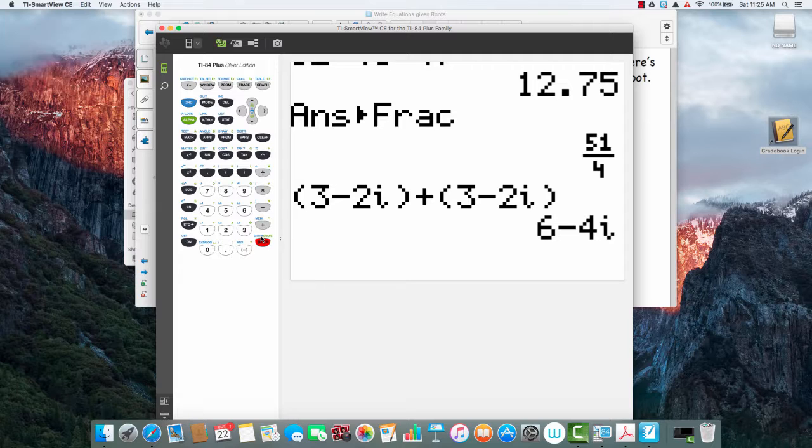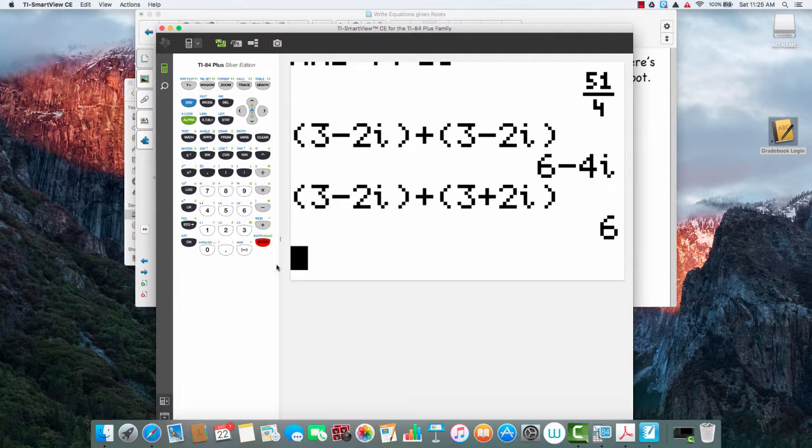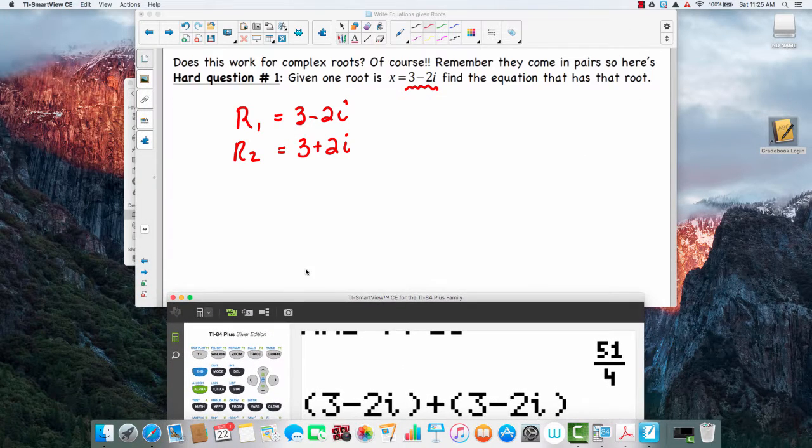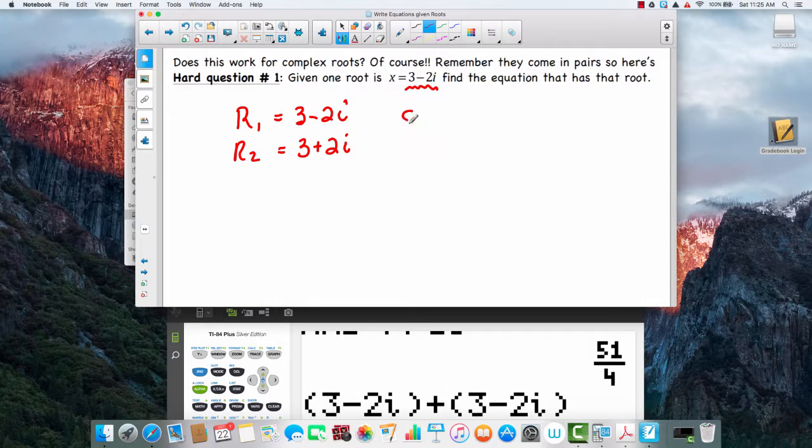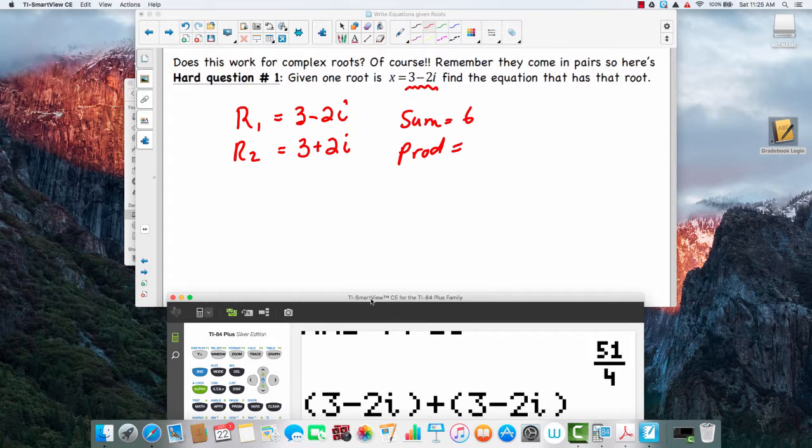I did something wrong. This is what I did wrong. One of them's got to be plus, right? Isn't that the conjugate? Okay. Bam, 6. Cool. Okay. So we add them up. Sum equals 6. Our product is going to come out of the calculator as well.